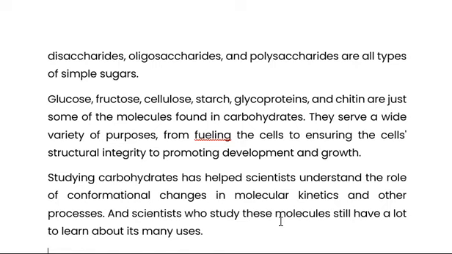Studying carbohydrates has helped scientists understand the role of conformational changes in molecular kinetics and other processes, and scientists who study these molecules still have a lot to learn.